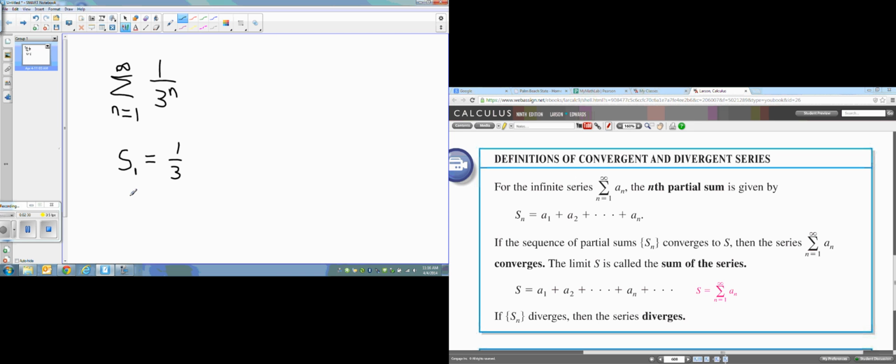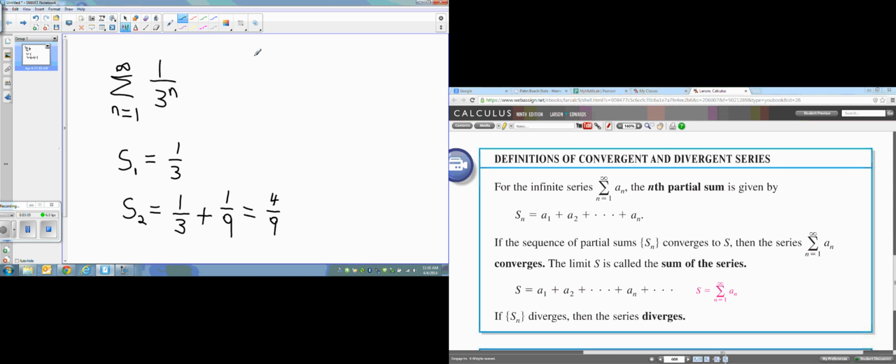Then the second term of the sequence of partial sums would be S2. It would be the sum of the first term of the sequence and the second term of the sequence, which would be 1 over 3 to the second power, 1/9. And this sum would be 4/9. And that would be the second term in the sequence of partial sums.